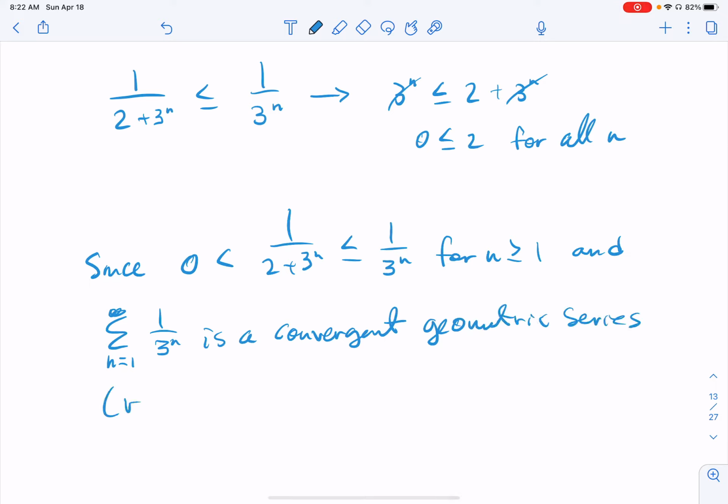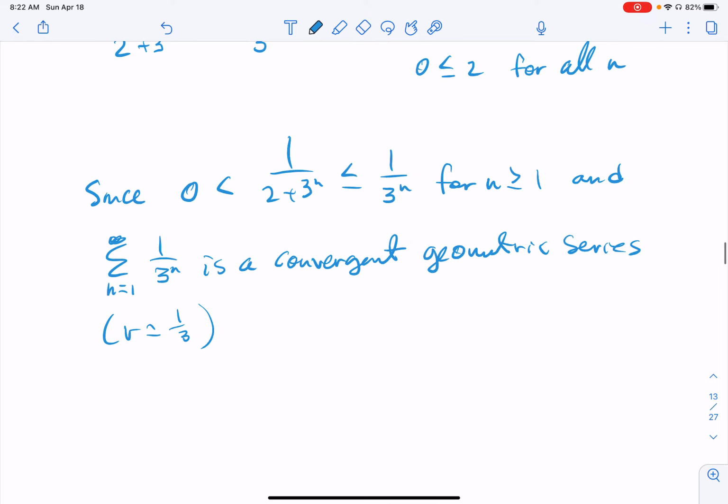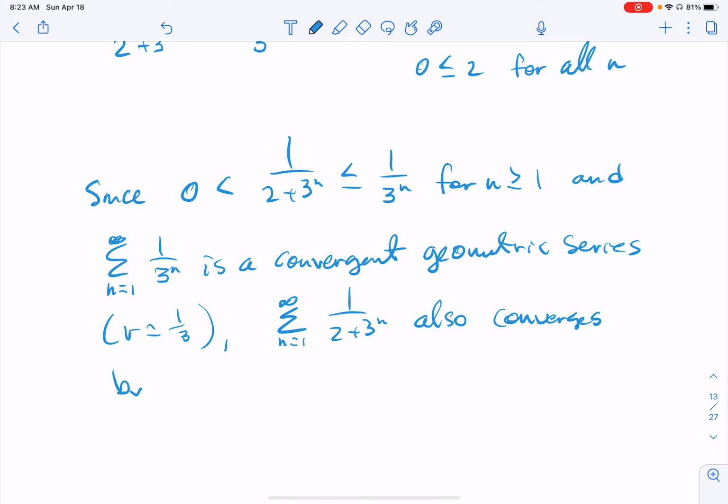And I'm going to say r is equal to 1/3 here, just to cover my bases just in case. Then our conclusion is that our series must also converge. So the series n equals 1 to infinity, 1 over 2 plus 3 to the n also converges by the direct comparison test.